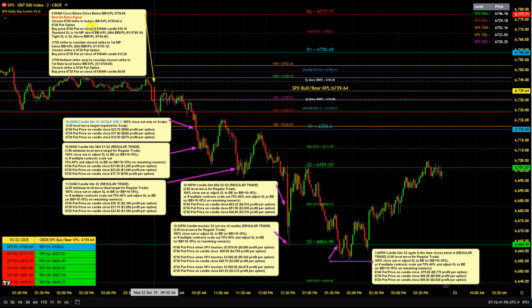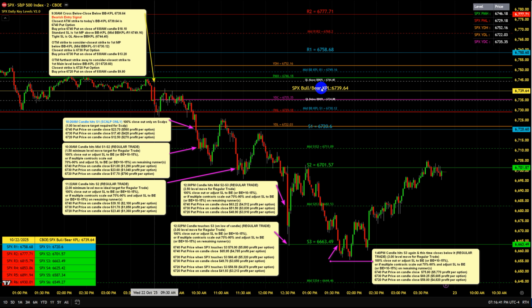Okay, so on this particular trade, remember that this trade is triggered from an entry off of the bull bear key price level. It's 6739.64 for today. So the closest at the money strike for that in SPX is going to be the 6740 strike. For those that are not familiar with how SPX strikes work, they trade in 5-point increments. So for example, 6725, 6730, 6735, 6740, 6745, etc. So the closest strike to the bull bear KPL, the level that we're trading, is the 6740.